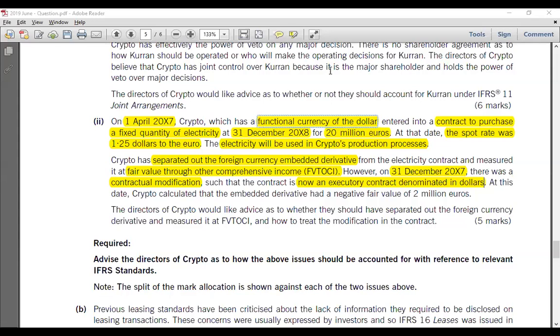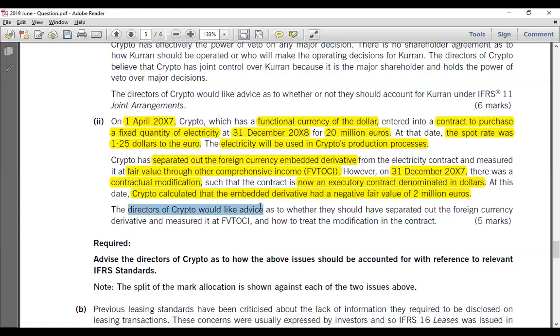Harun is saying how to differentiate and identify a hedging purpose. Harun, that will be mentioned in the question that we have purchased it to basically minimize the risk. Now the question says at this date, crypto calculated that the embedded derivative had a negative fair value of 2 million euros. This means we will have to pay 2 million euros as a compensation.